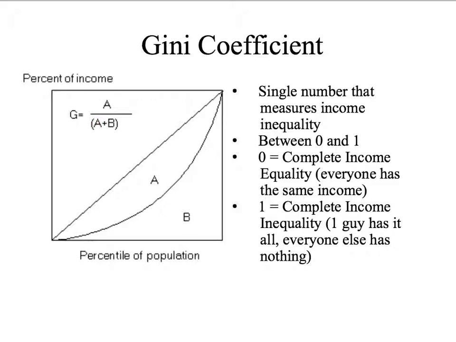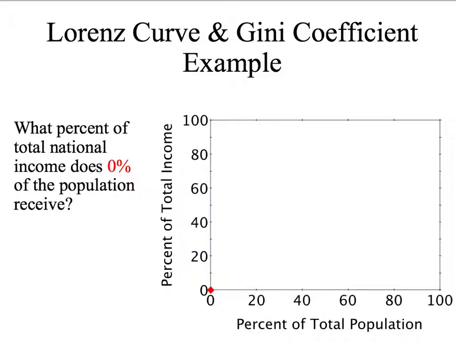So now let's do an example. We're going to use our current numbers from the U.S. population. So the easiest question to start with: what percent of total income does 0% of the population receive? Well, shockingly, it's 0%. So you always start the Lorenz curve at this bottom left corner of the axes.